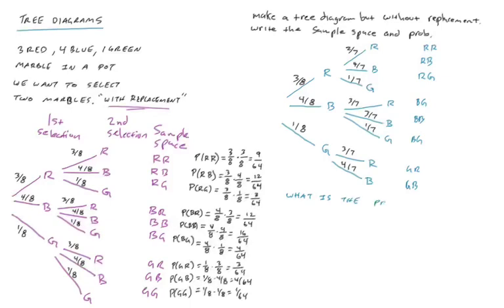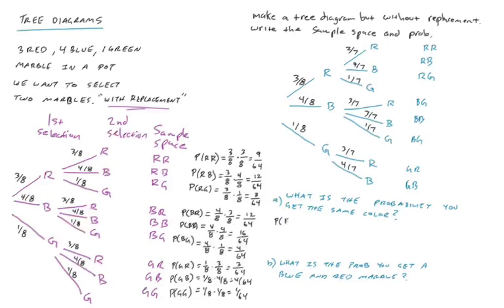So what is the probability here you get the same color? And so we're looking at the second one here without replacement. So what's the probability that we get the same color? And then let's do one more question. What is the probability you get a blue and a red marble? So blue and a red marble. Okay, and you could pause and try these out if you want.